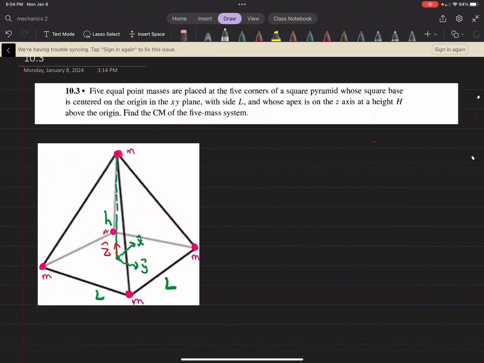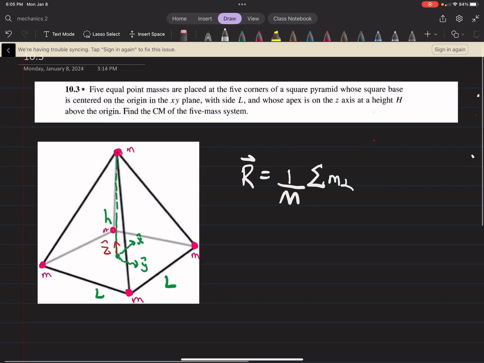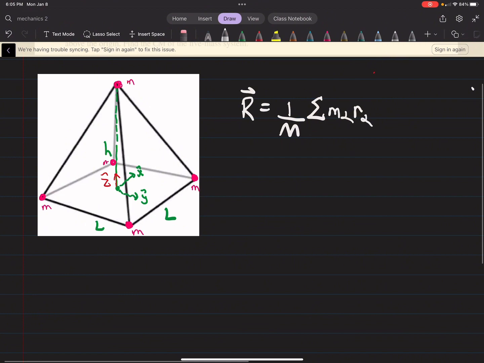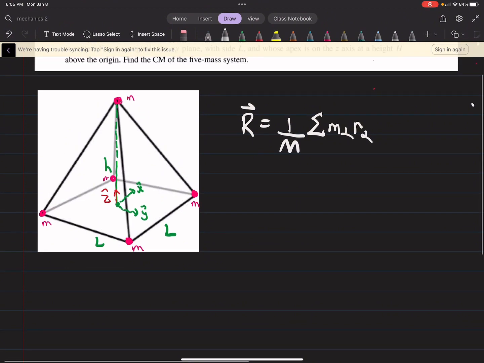And just to keep in mind, the center of mass, which I'll call R, is going to be 1 over the total mass, which I'll call big M, of M alpha times R alpha, we'll call it. So we can do this for each of these. And with our coordinate axes, it's pretty clear to see what we expect to have.